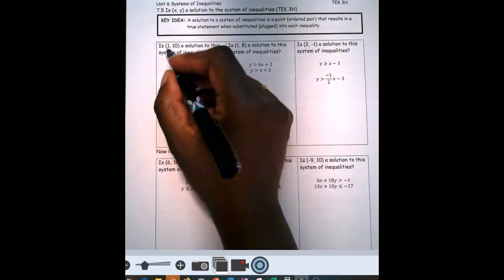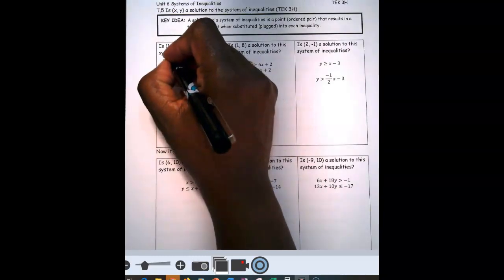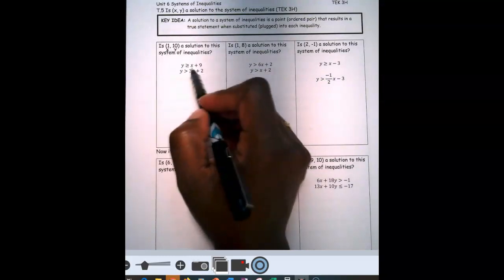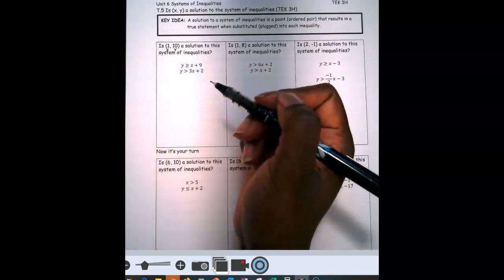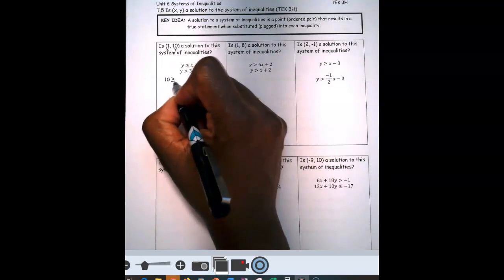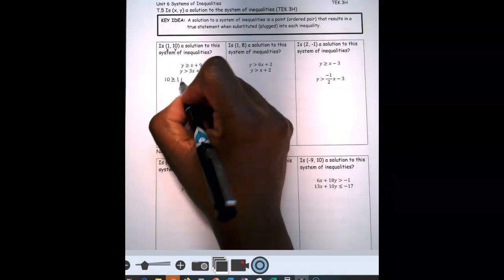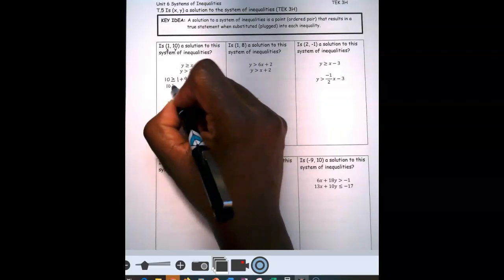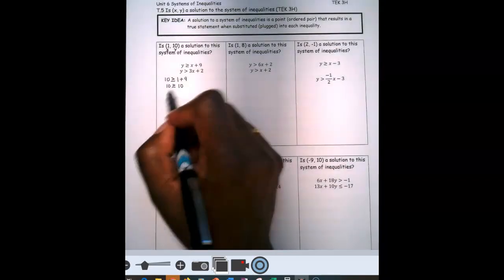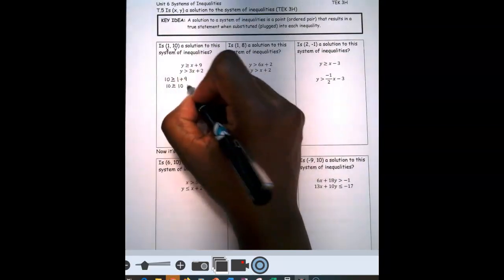I'm going to take 1, 10, so 1 is going to be x, 10 is going to be y, and I'm going to substitute those values in for x and y, and I'm going to see if the inequality comes out true. So I'm going to say 10 is greater than or equal to 1 plus 9. 10 is greater than or equal to 10. Is that a true statement? Well, 10 is not greater than 10, but 10 is certainly equal to 10, so that's true.